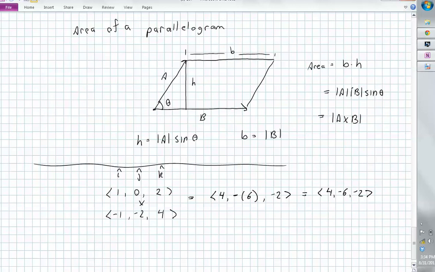It is a good way to check and catch an error. So if you compute a cross product and one of these guys fails to be 0, you know you have to go back and check your work.